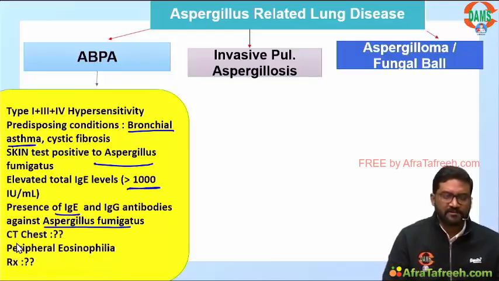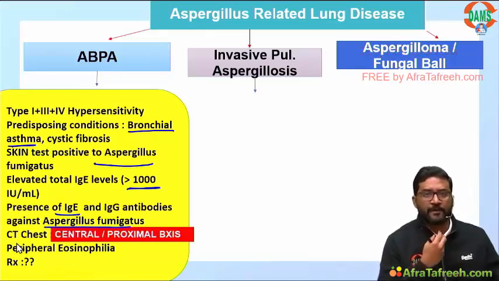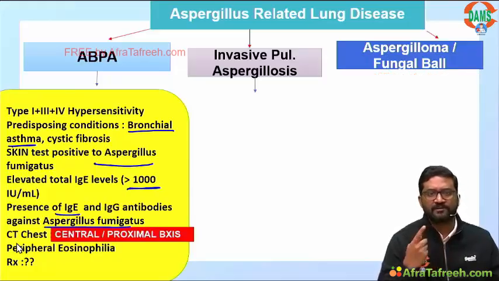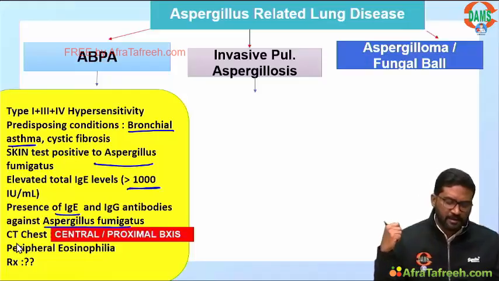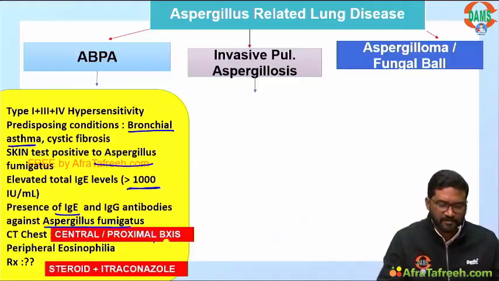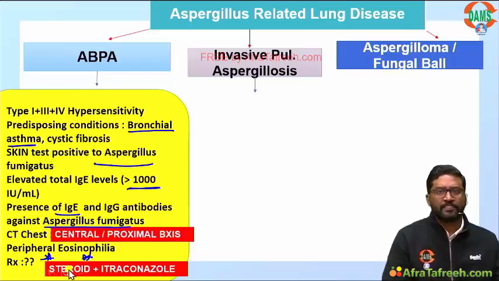So in the CT chest, what do you notice? CT chest shows proximal or central bronchiectasis. So what do you see? Suppose there are bronchi and you have your trachea here, and if bronchiectasis is happening in the bronchi very near to the trachea, it is called central or proximal bronchiectasis. Now tell me, what is the most important treatment? This is a hyperimmune response. Star will be steroid. So the primary treatment here will be steroid. Along with that, itraconazole, a simple antifungal, can be given to reduce the frequency of exacerbations.